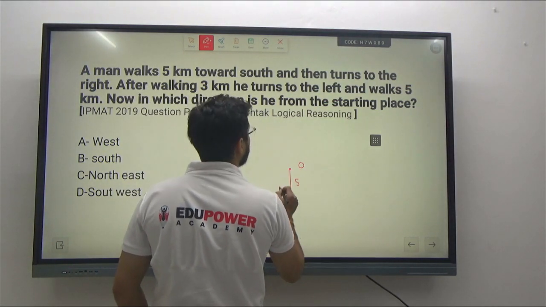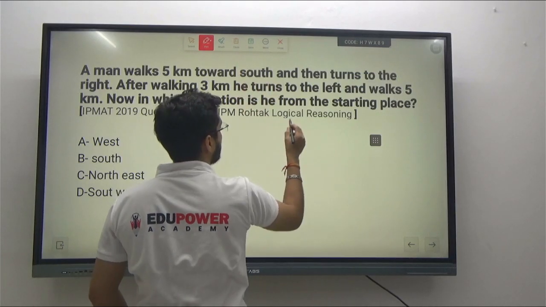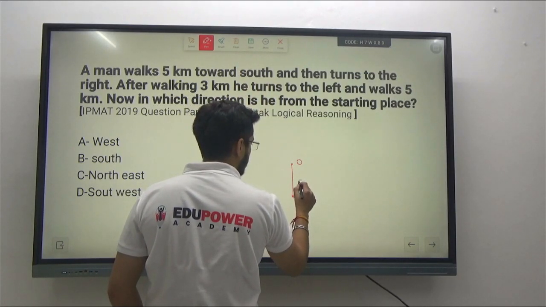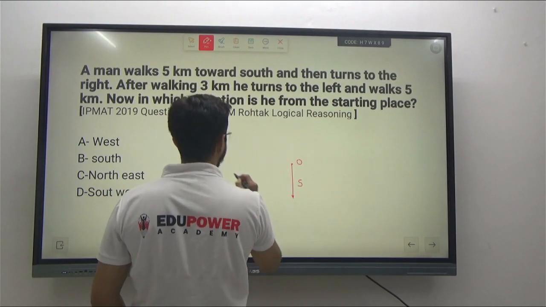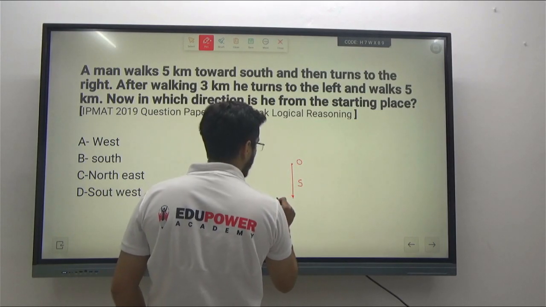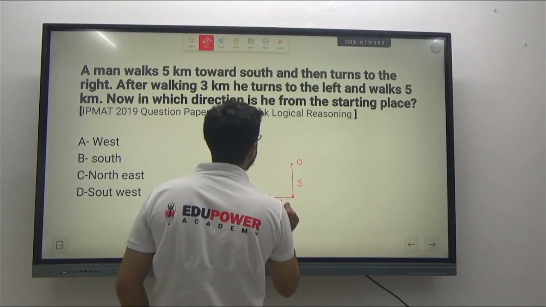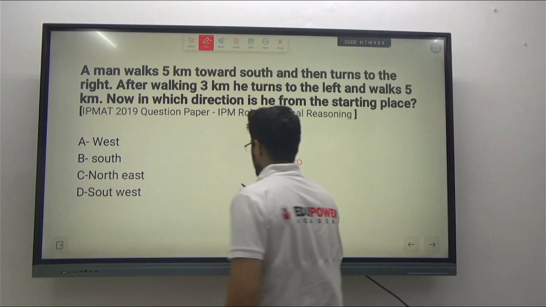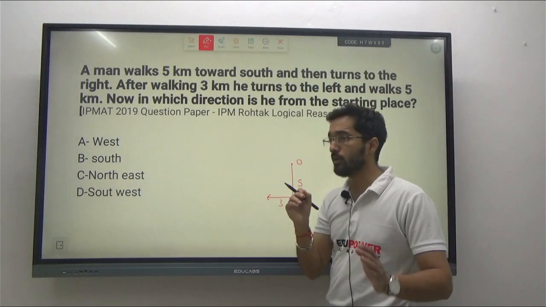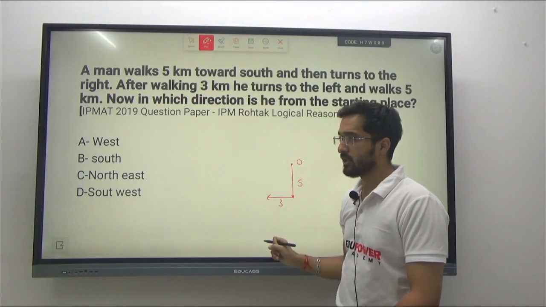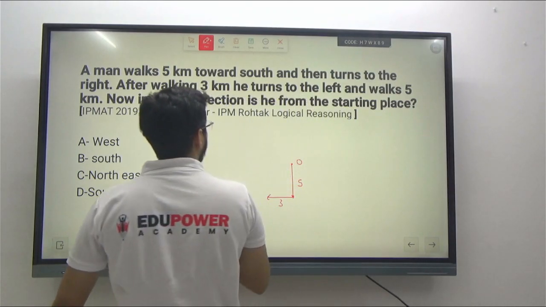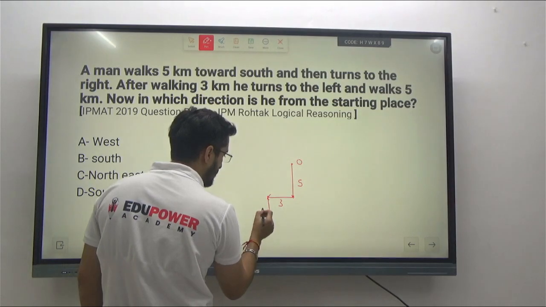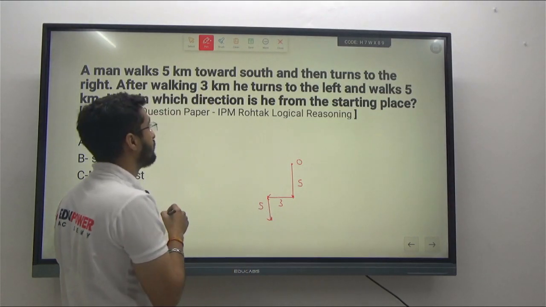Now this is the origin. He goes 5 kilometers south and then turns to the right, walking 3 km. He turns to the left and walks 5 km. Now this way he is going. Now he is turning to the left. Left will be the south direction. So he turns to the left and walks 5 km.